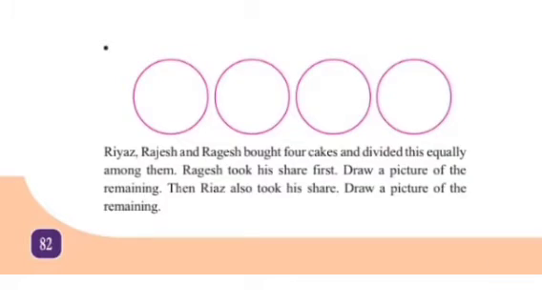This is your homework. Riyaz, Rajesh and Ragesh bought 4 cakes and divided these equally among them. Ragesh took his share first. Draw a picture of the remaining. Then Riyaz also took his share. Draw a picture of the remaining. You want to draw pictures of the figures of cake that are given in 2 situations. First, whenever Ragesh took his share, you want to draw the remaining figure, and again Riyaz took his share. Then what about the next picture?